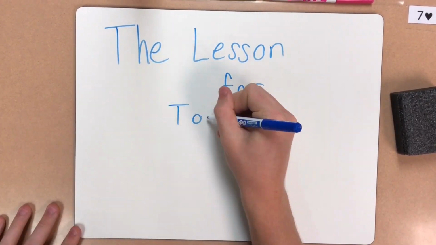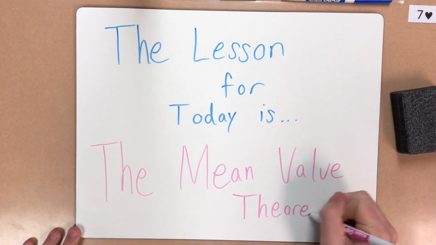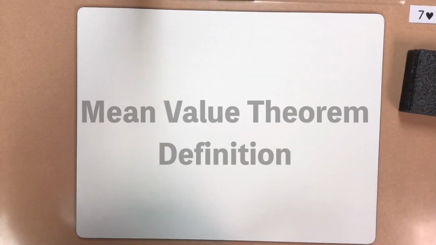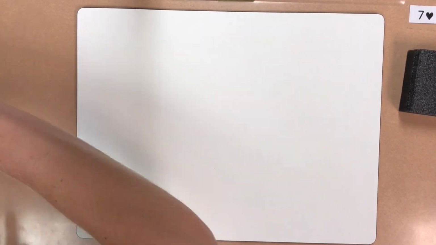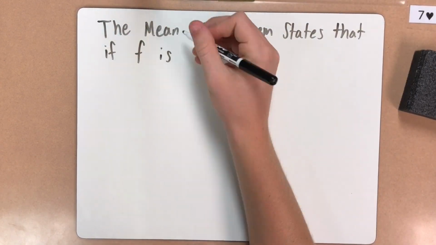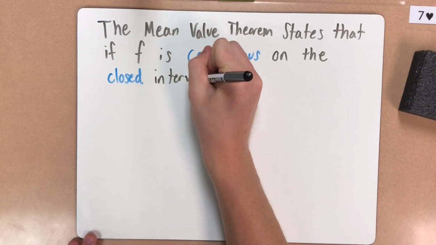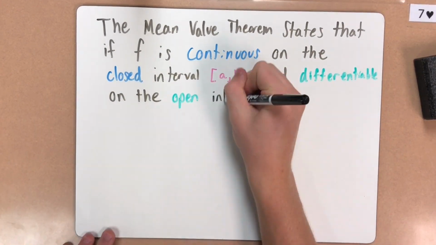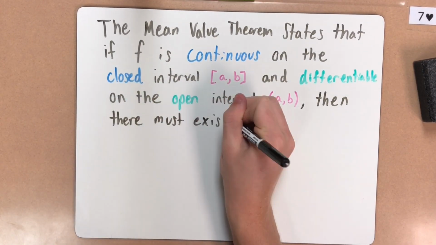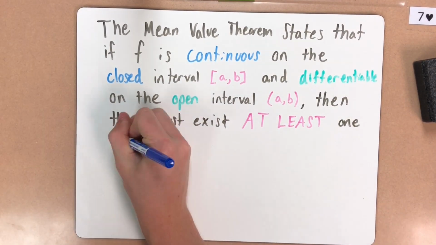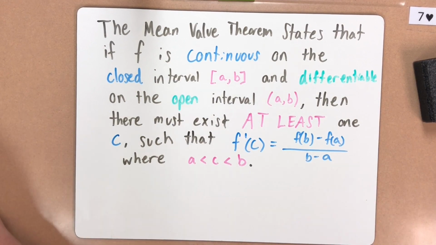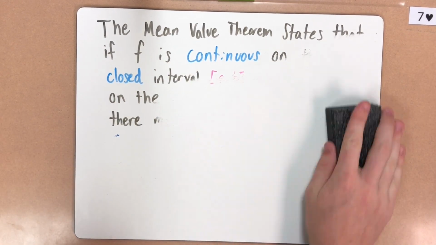The lesson for today is the mean value theorem. The definition of the mean value theorem is: if f is continuous on the closed interval a to b and differentiable on the open interval a to b, then there must exist at least one point c such that f prime of c is equal to f of b minus f of a over b minus a, where a is less than c, which is less than b.